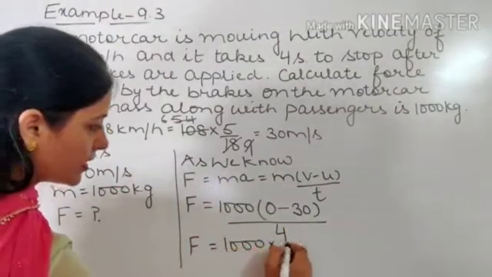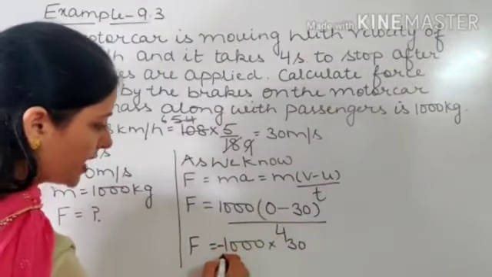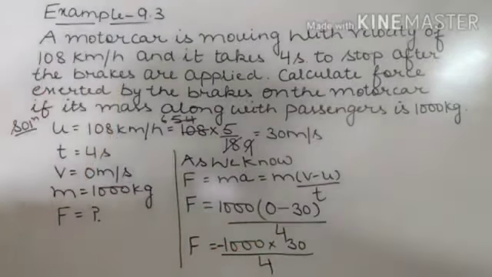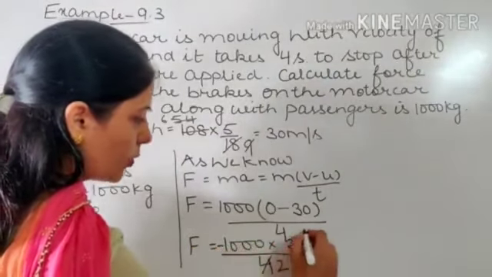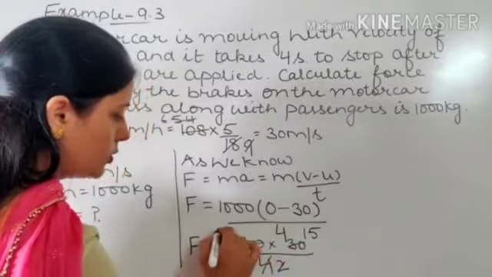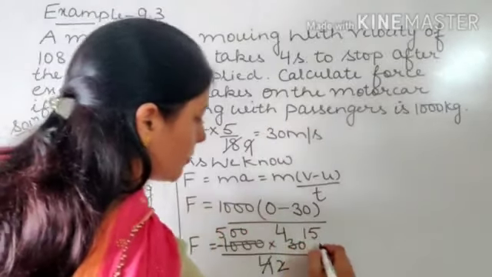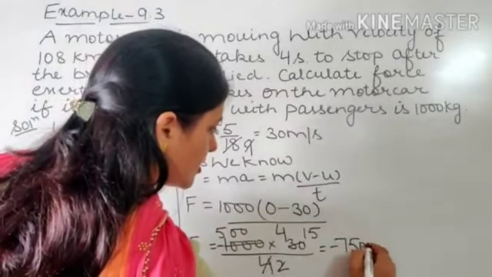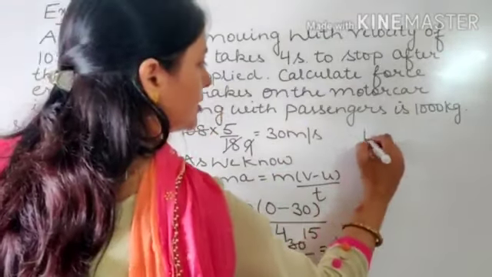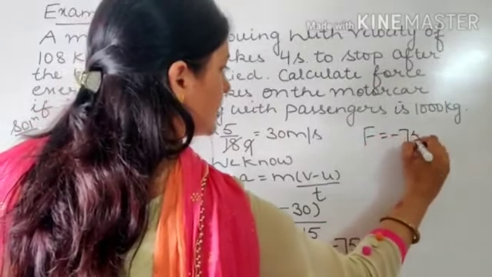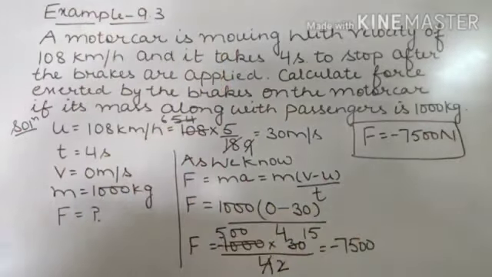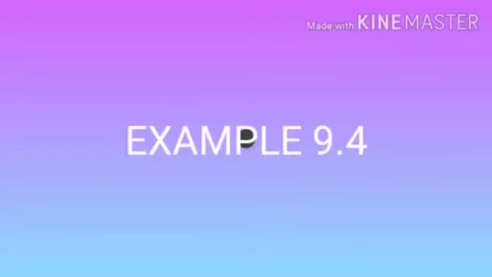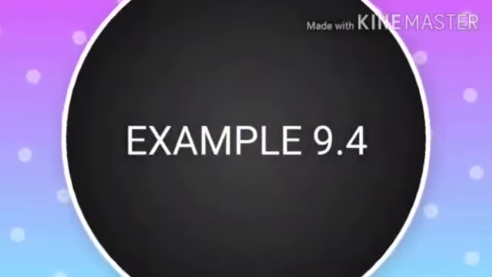1000 multiplied by 0 minus 30, you can put the minus sign here, divided by 4. Now calculate. 2 2s are 4, 1 5, 2 5s are 10. That means minus 7500. It means the force is minus 7500 Newton. So this is the retarding force. Now see example 9.4.